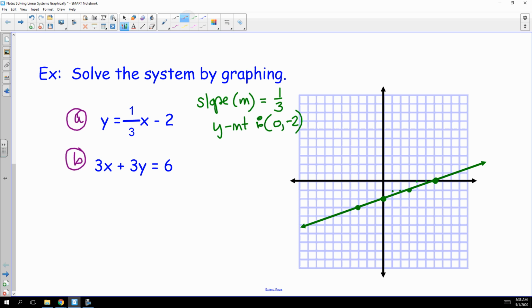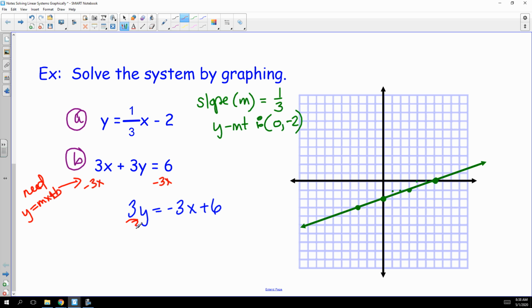Let's take a look at the next one. In this case, we actually need to put it in slope-intercept form. Notice that this one is currently in standard form. We need to get it to look like y equals mx plus b to graph. Of course, it's not absolutely necessary. You could use intercepts, but we're just going to put it in slope-intercept form. So the first thing we're going to do is subtract 3x from both sides of the equation. We get 3y equals -3x plus 6.